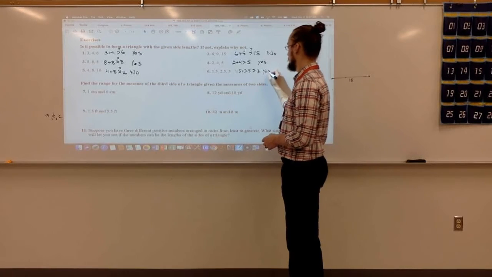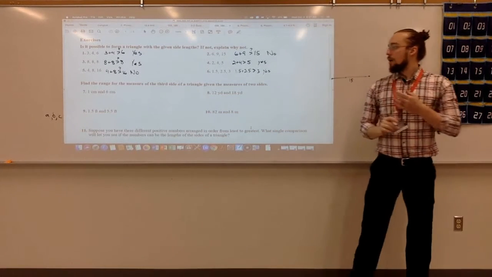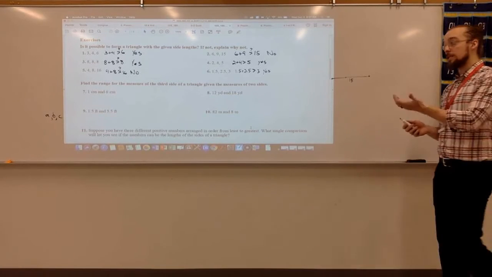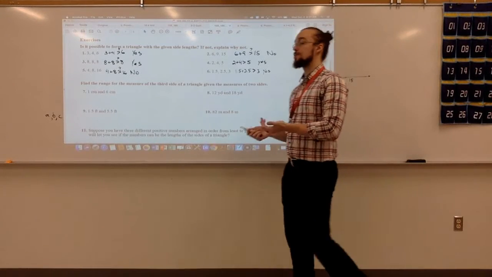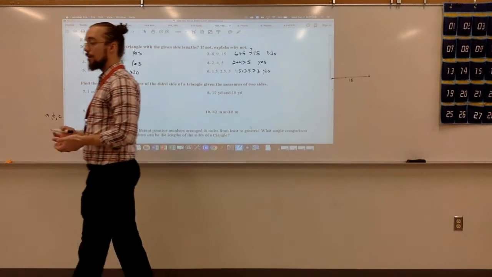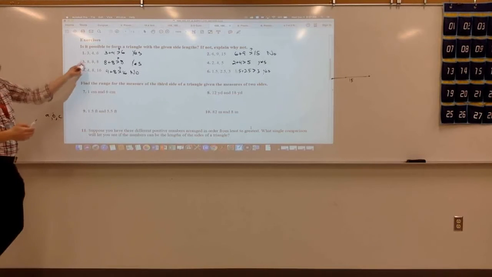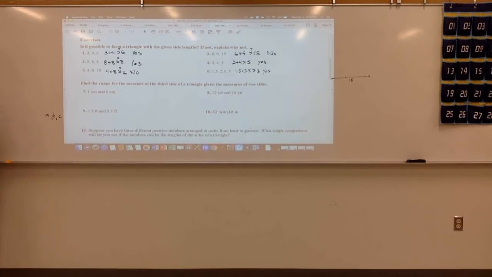All right, so did we get yes for number 4, no for 5, and yes for 6? Okay, so given 3 lengths, to determine whether those can form a triangle or not, we're just adding the 2 smaller ones together and seeing if that sum is greater than the largest side.